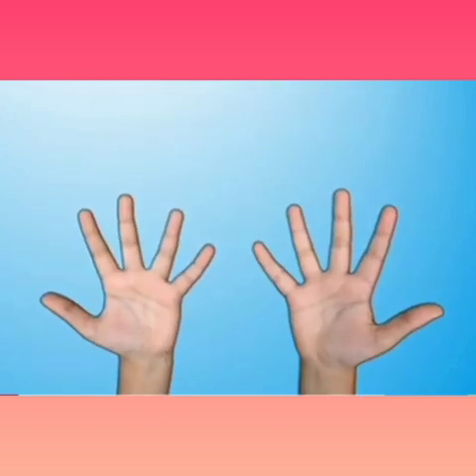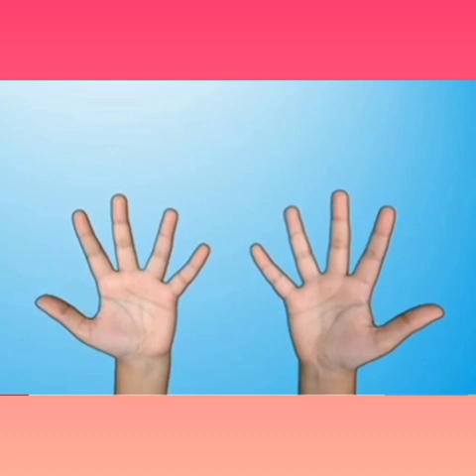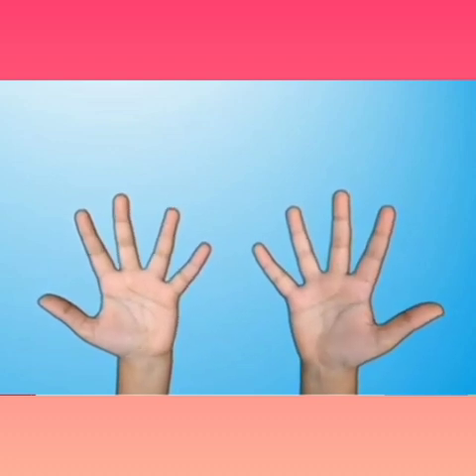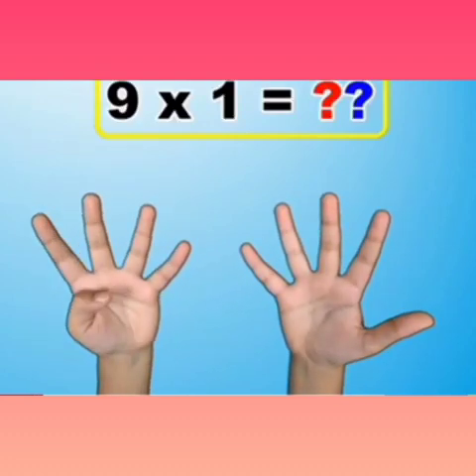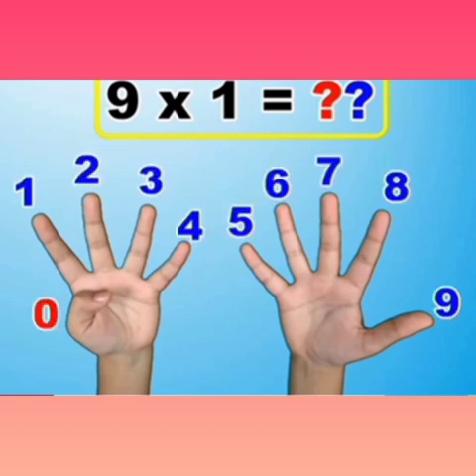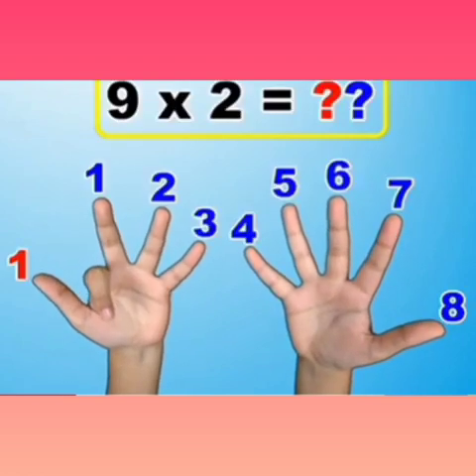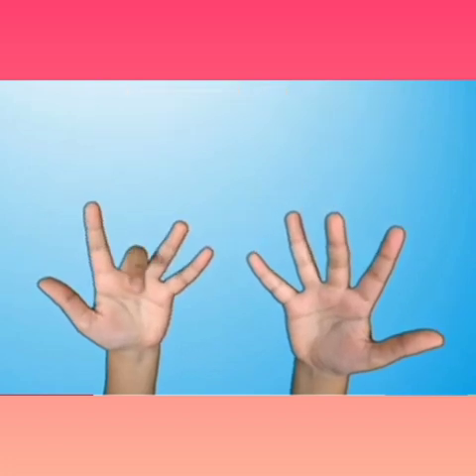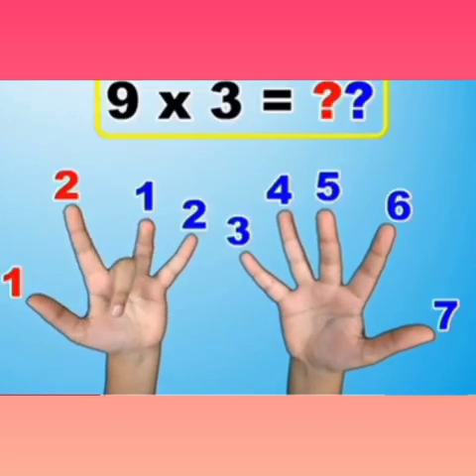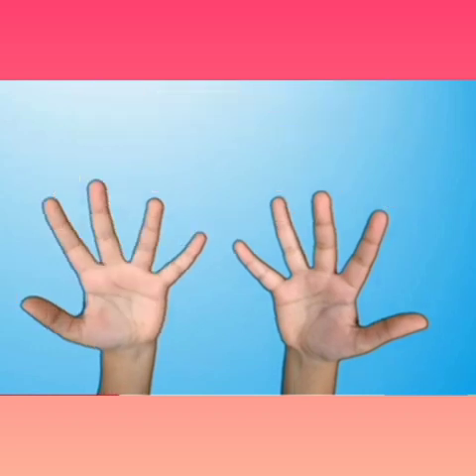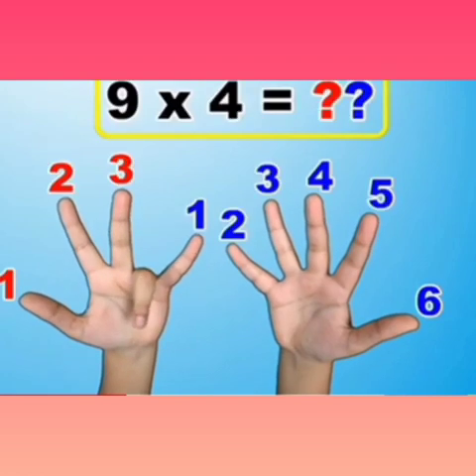Now, let's do the 9 times table from the very beginning. 9 times 1 is 0, 9. 9 times 2 is 1, 8. 18. 9 times 3 is 2, 7. 27. 9 times 4 is 3, 6.